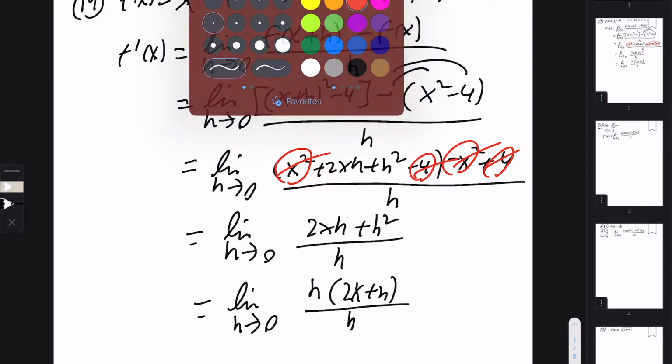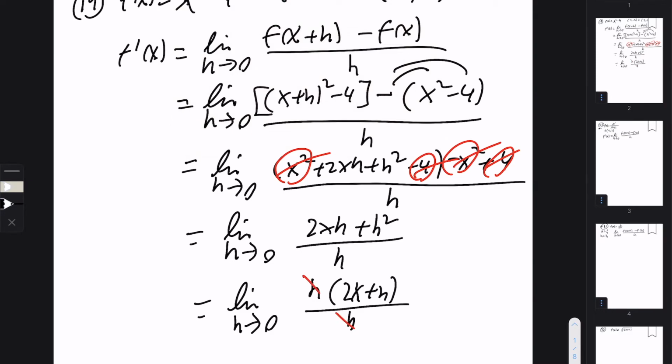And bam, those h's are gone. That's approaching 0, so the answer on this one will be 2x. Hey, and guess what? The previous one was also 2x, same derivative. So f prime of x is 2x.